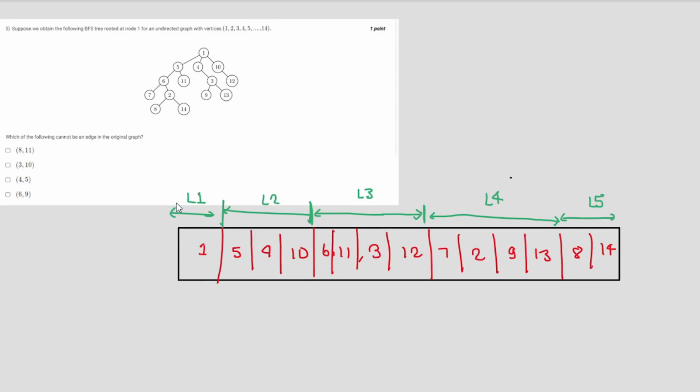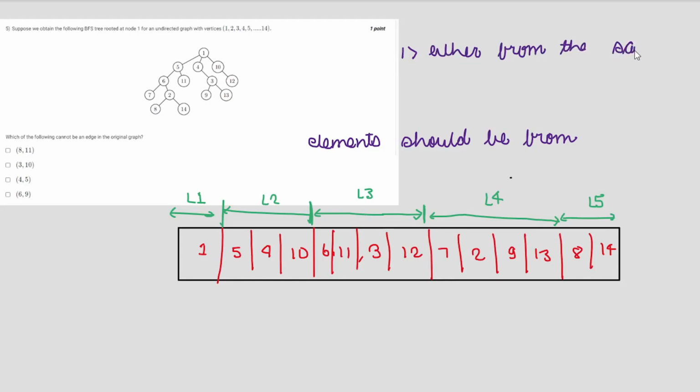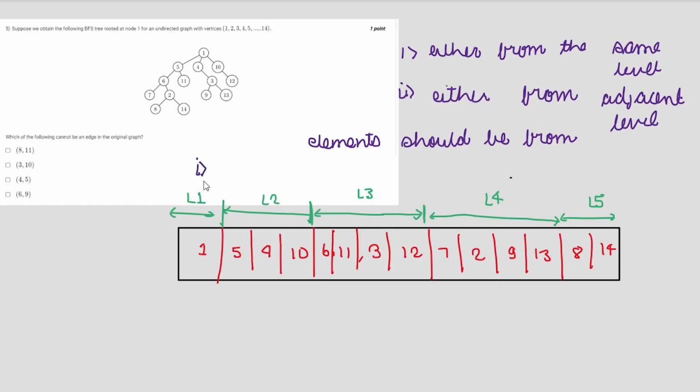So for becoming an edge in a BFS tree, the elements should be either from the same level, or the second criterion is from an adjacent level. That means if one element is from level i, then the other element should be from i minus 1 or i plus 1. If there is an element which is in level 2, then an edge can come from level 1 or level 3. So based on this understanding, now moving to the options.